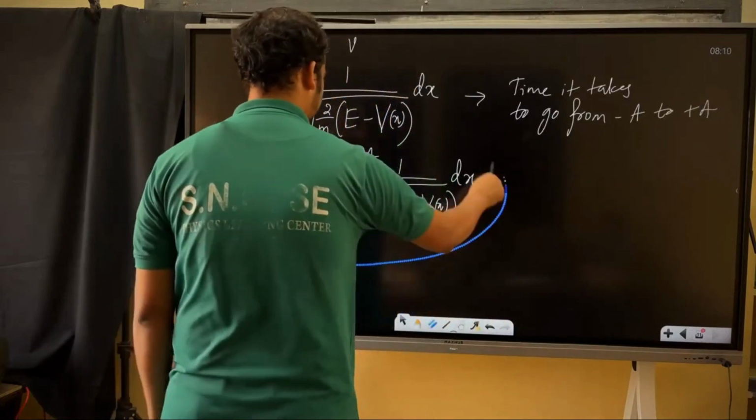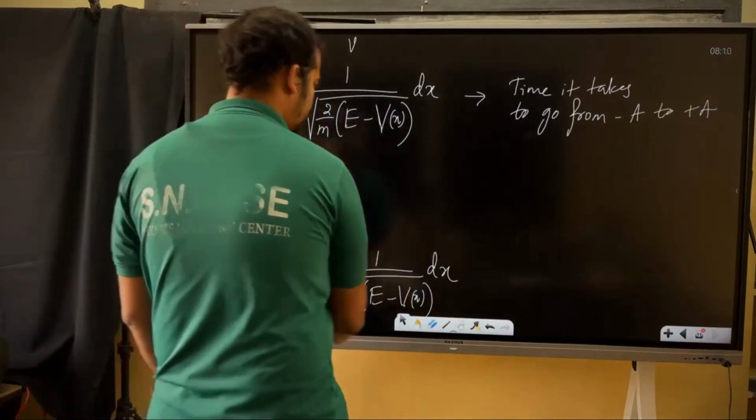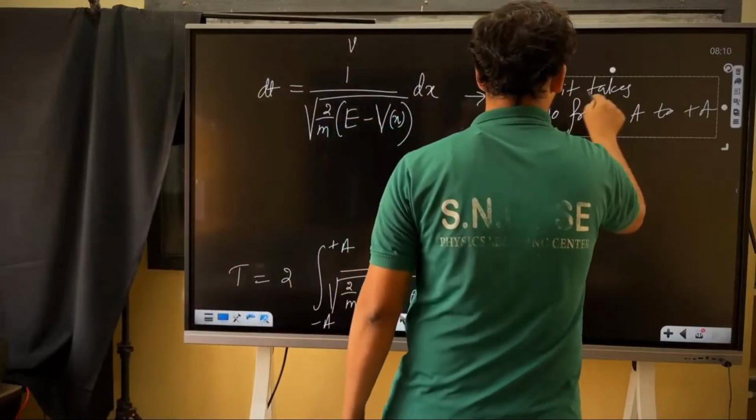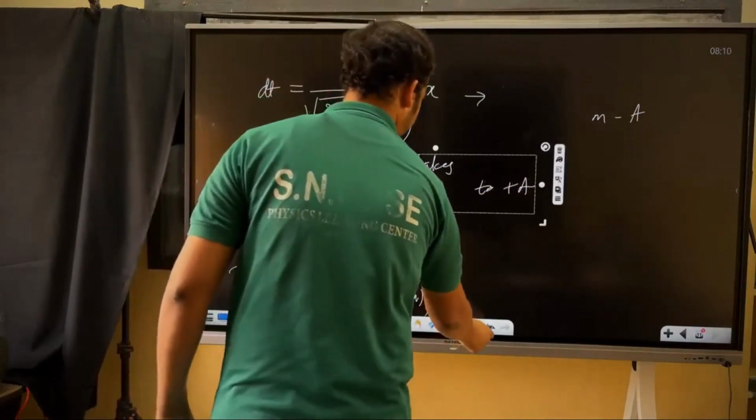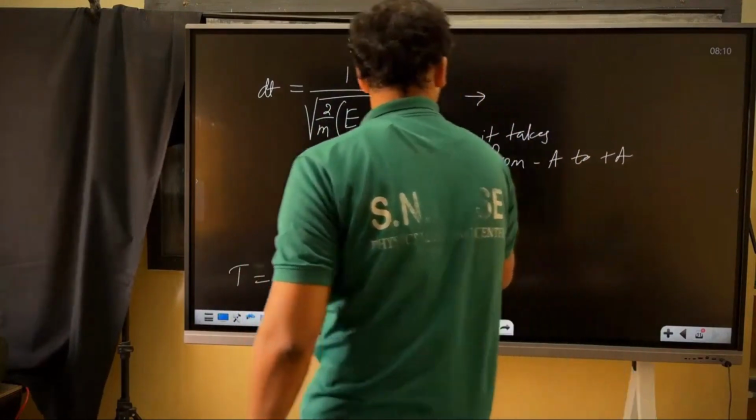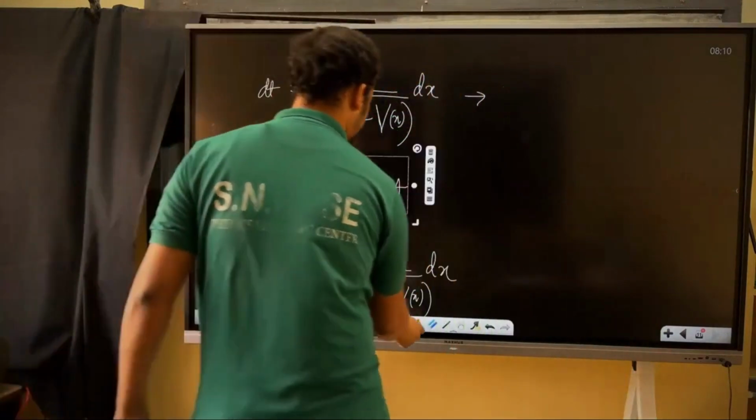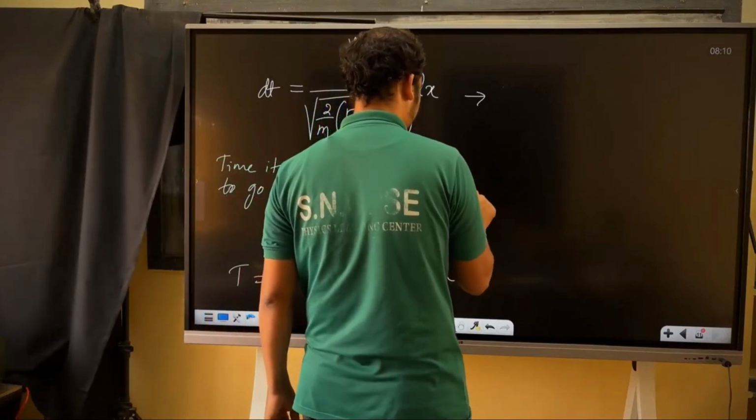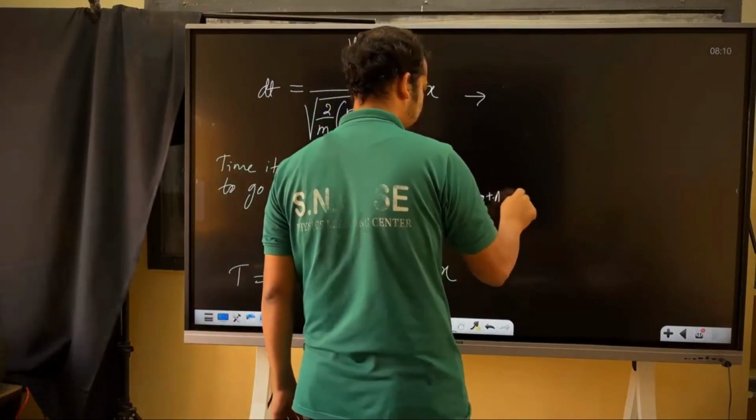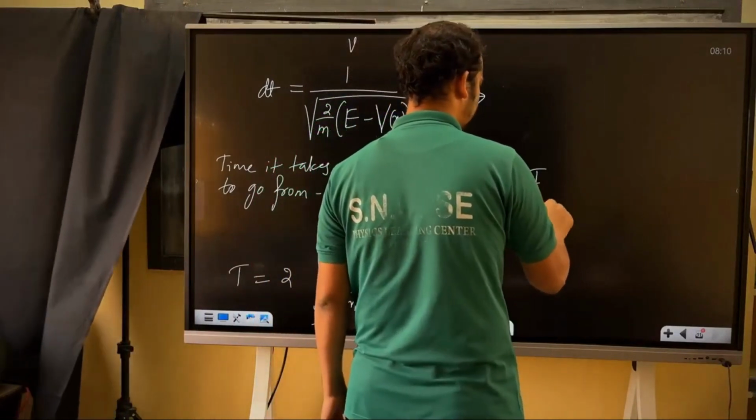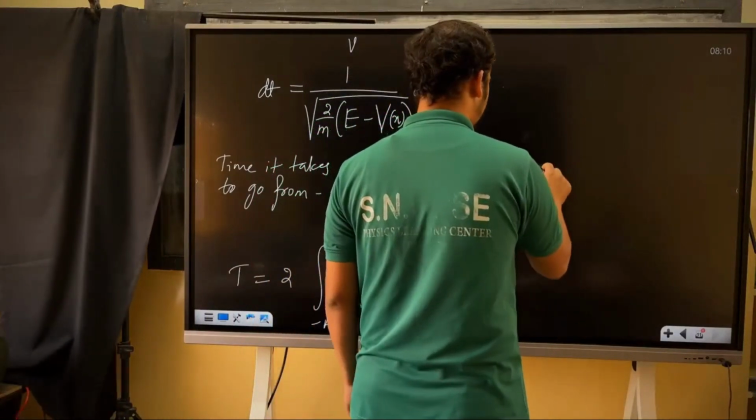let me write this expression below. Time that it takes to go from minus a to plus a. Can I write it as some tau, minus a to plus a, which is actually half of the time period? Isn't it? Which is actually half of the time period.